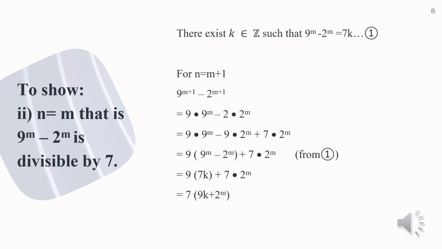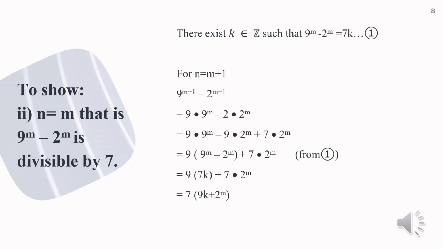There exists k, an element of the integers, such that 9^m minus 2^m equals 7k. This is the first expression. For n equals m plus 1, the expression is 9^(m+1) minus 2^(m+1).